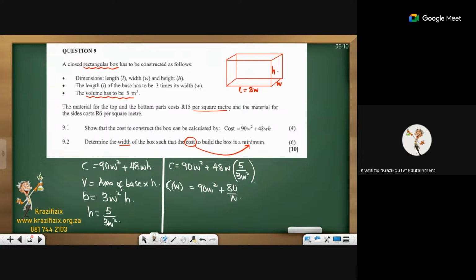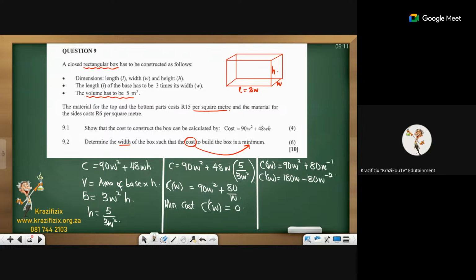Now, since we want it to be minimum, a minimum cost means that our first derivative of the cost with respect to W should be equal to 0. Then we derive quickly, everybody. Remember, don't keep W as a denominator. I'm not deriving yet, which is 80 W to the power of -1. Now let's derive with respect to W. What are we going to have? 2 times 90 would give us 180W. We subtract 1 from the power: minus 80 W to the power -2.